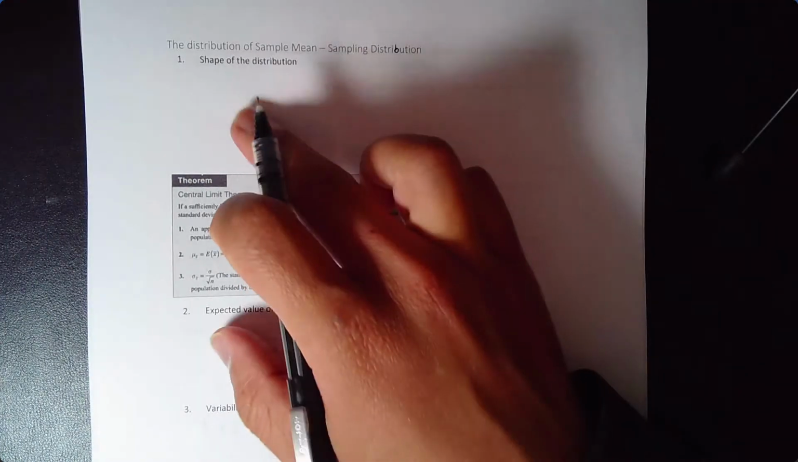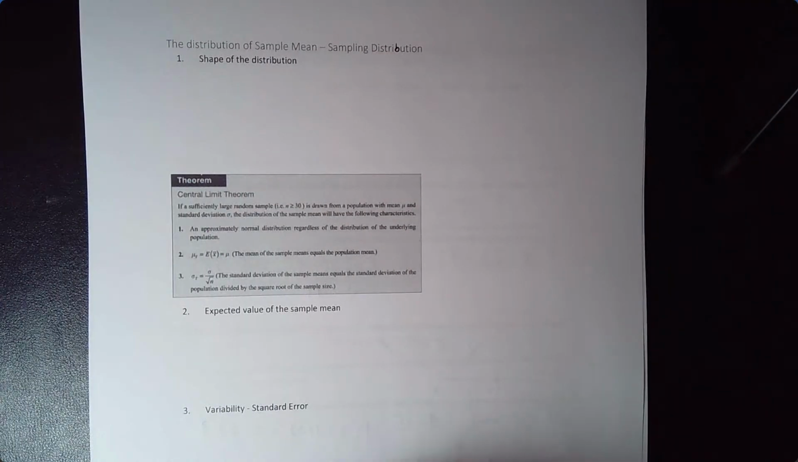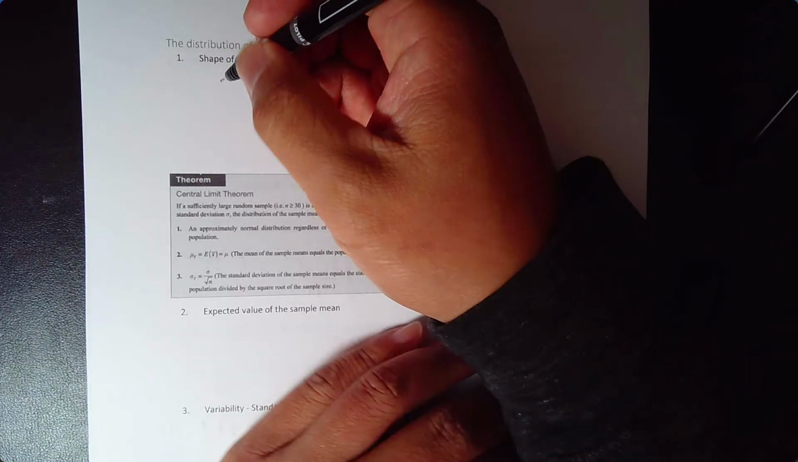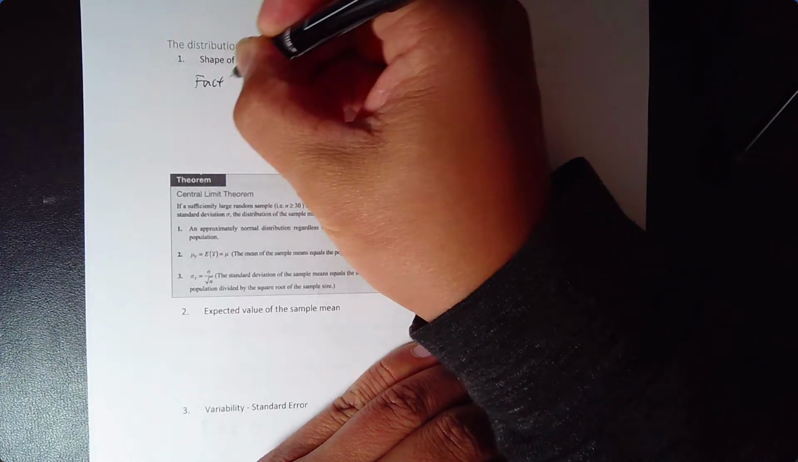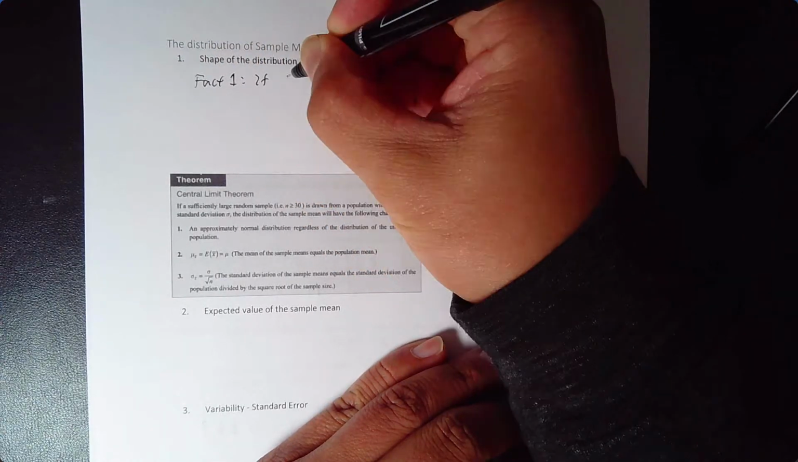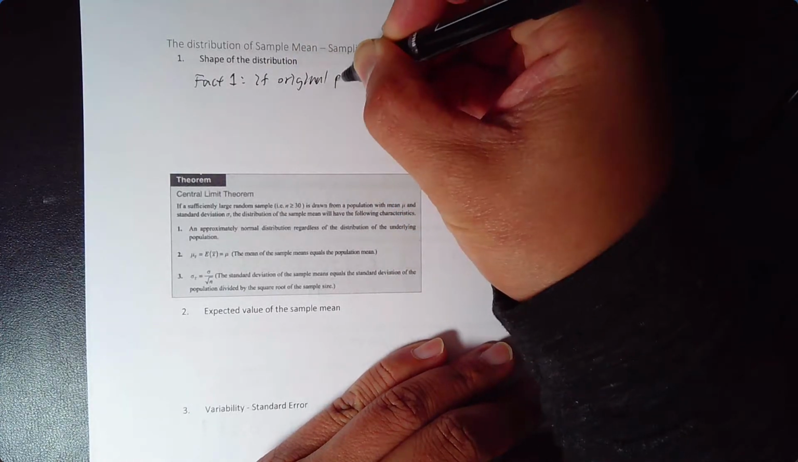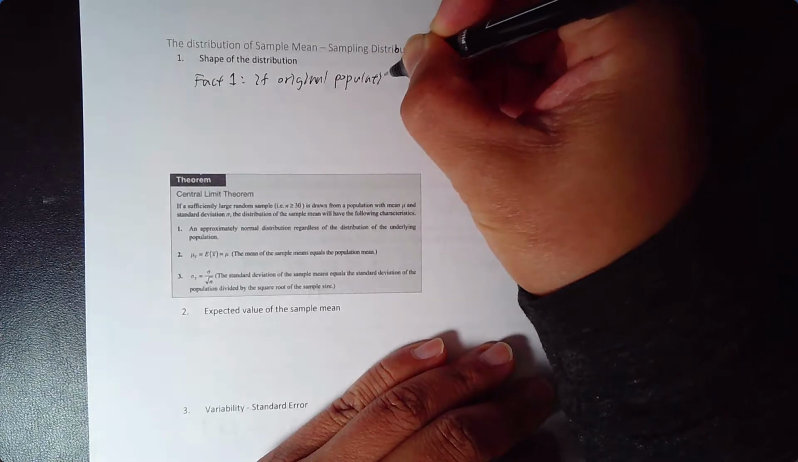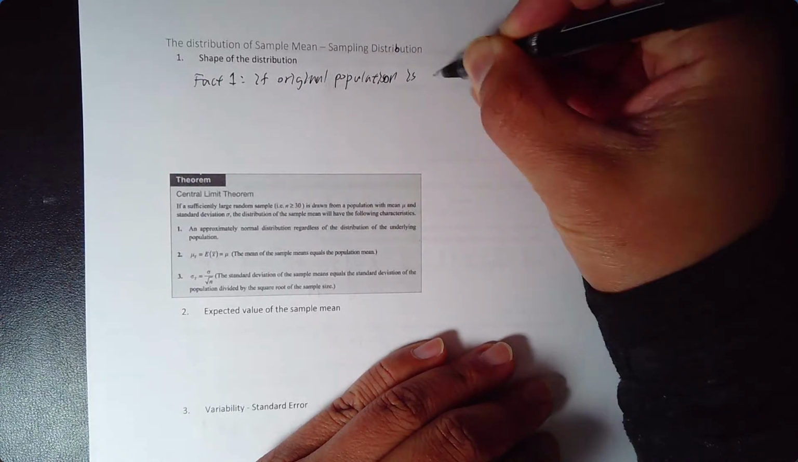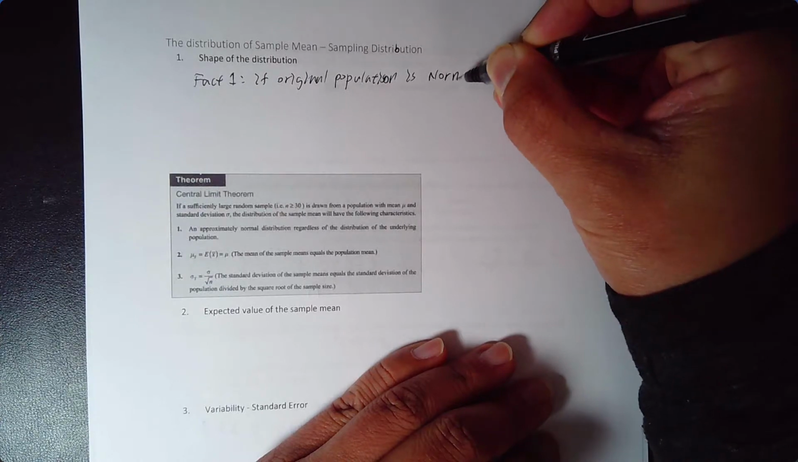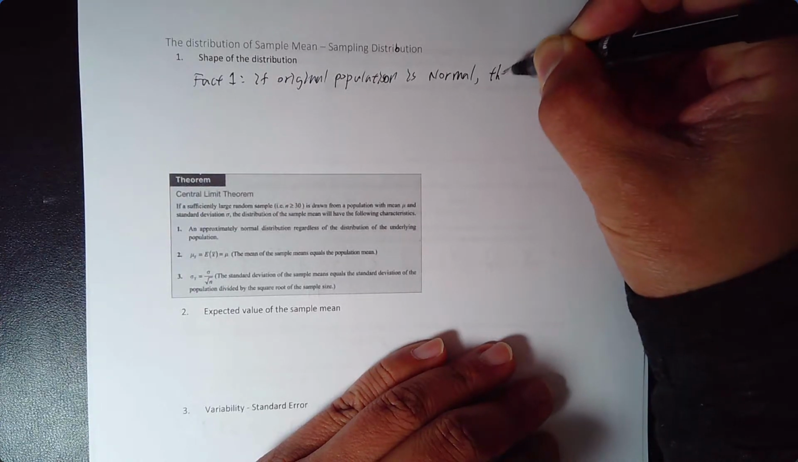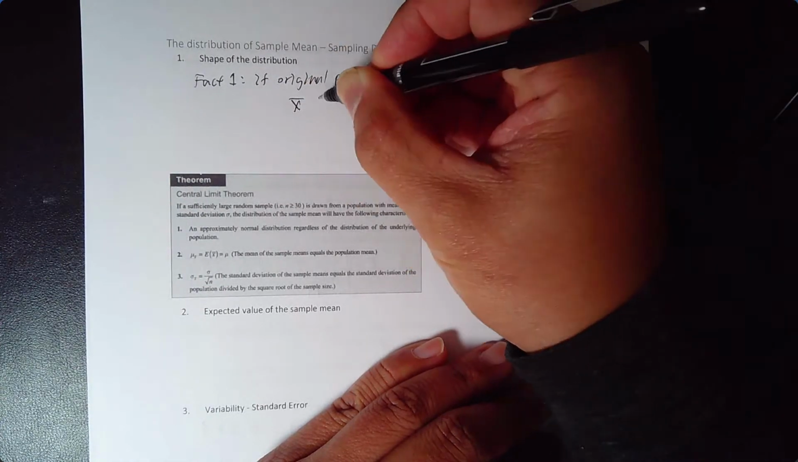So the first thing we want to know is the shape of the distribution. Okay, so fact number 1: if the original population is normal, or normally distributed, then X bar is normal.